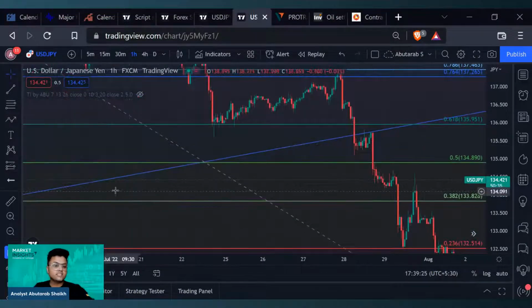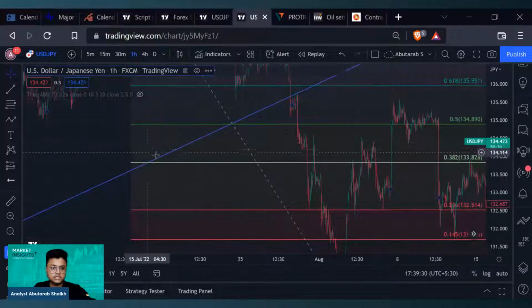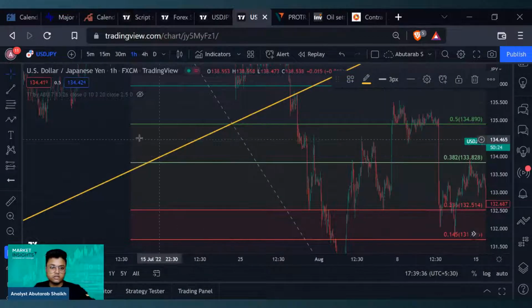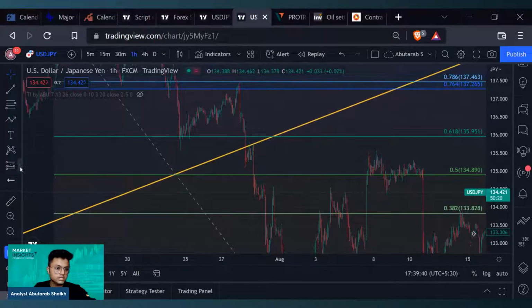Right, another line, I suppose, is the trend line from which it got breached. This is this blue line. I will just strengthen this line and change the color so that you can see it properly. This was the trend line, and then it got breached at this level, right?